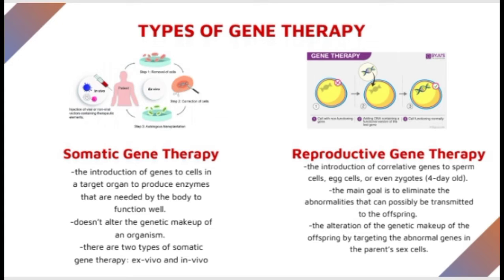The second type of gene therapy is reproductive gene therapy. Reproductive gene therapy is the introduction of corrective genes to sperm cells, egg cells, or even zygotes. The main goal of this therapy is to eliminate the abnormalities that can possibly be transmitted to the offspring. Also, it is an alteration of the genetic makeup of the offspring by targeting the abnormal genes in the parents' sex cells.